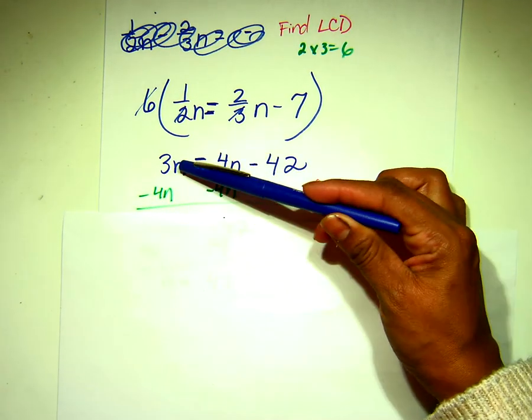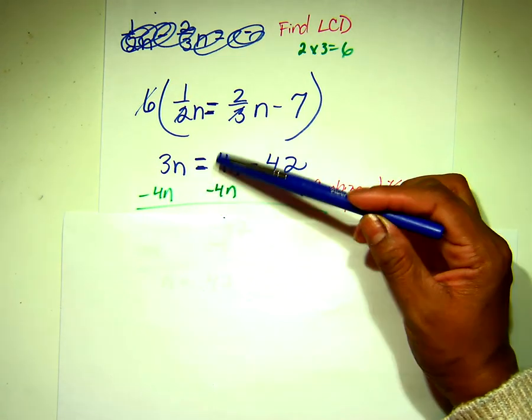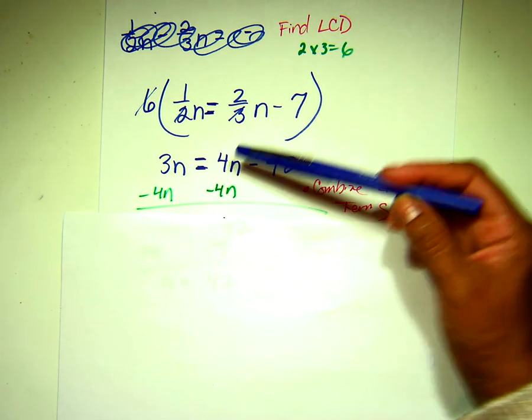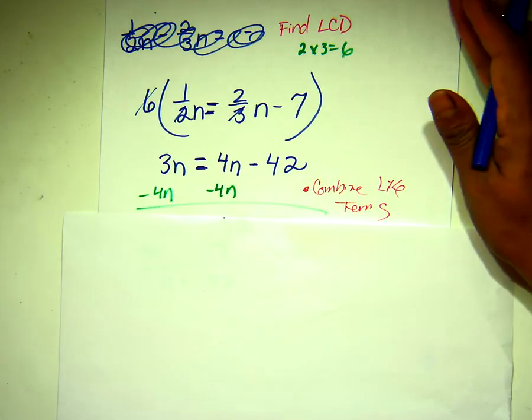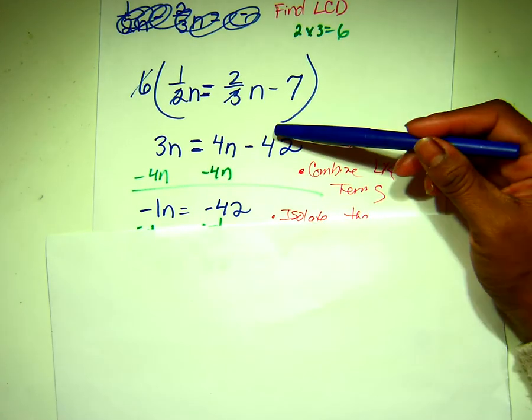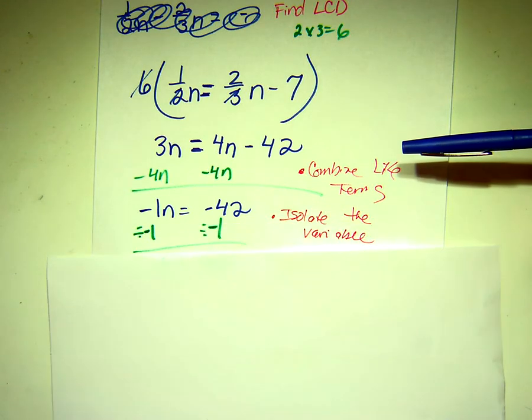So 3n is already isolated, so I'm going to subtract the 4 from both sides. The reason why I'm subtracting it is assumed that this is a positive 4 because there's no negative sign in front of it. So 3 minus 4 gives you negative 1n. Bring down the minus 42, aka negative 42.